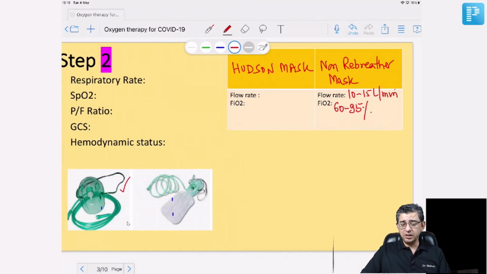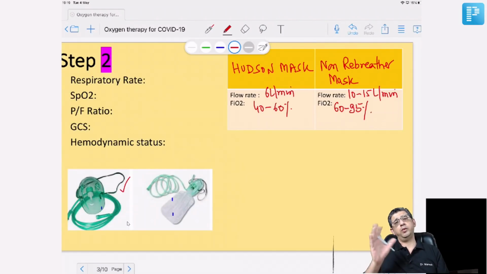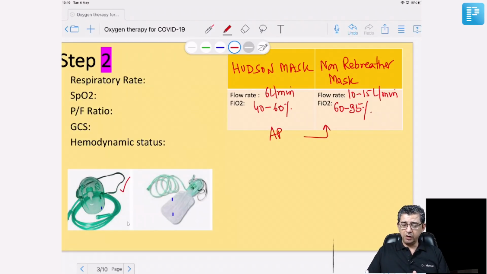With a Hudson mask, it's something in the range of about 6 liters per minute. So obviously humidified oxygen, because if you don't use humidified oxygen, bronchospasm can definitely be a trouble. The FiO2 that you would be giving here is in the range of about 40 to 60%, and along with that, I'm just using the short form AP, that is awake proning, which I've already sensitized you to, and I've already done a lecture on the same, is to be remembered.